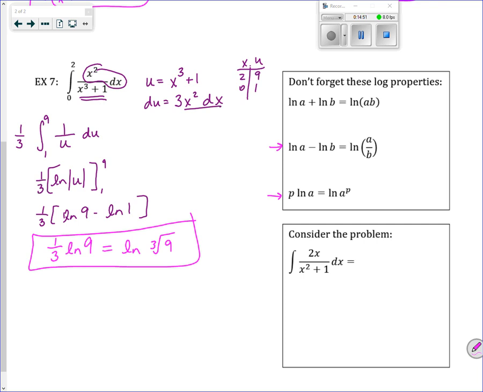Last thing I want to mention, I'm just going to do this problem very quickly. If I let u be x squared plus 1 and du be 2x dx, notice I really have just du over u. So that's natural log of u plus c.